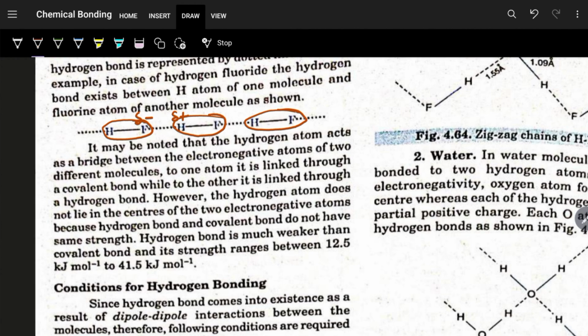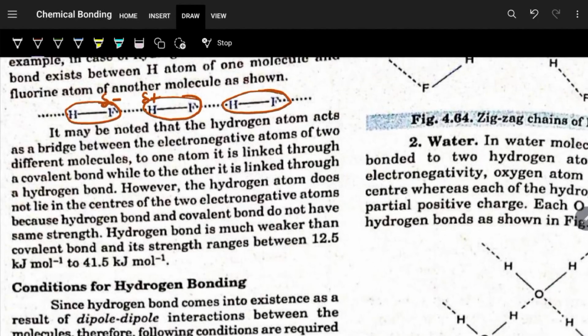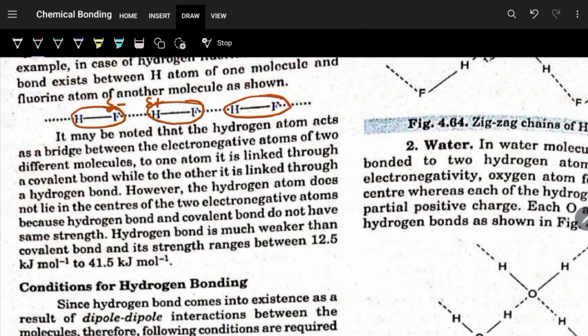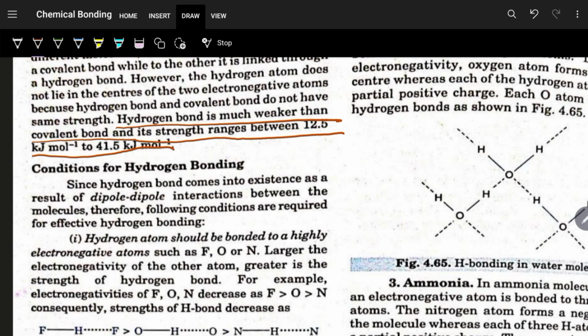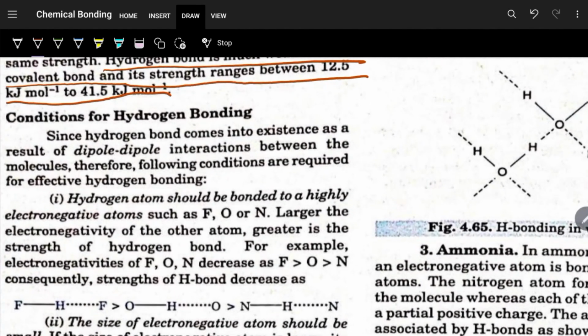But keep in mind, this is not as strong as a covalent bond, because a covalent bond is a real bond formation and hydrogen bonding is not a real bond formation. It is a type of interaction on account of the structure of the molecule. Hydrogen bond is much weaker than the covalent bond, and its strength ranges from 12.5 kilojoule per mole to 41.5 kilojoule per mole.